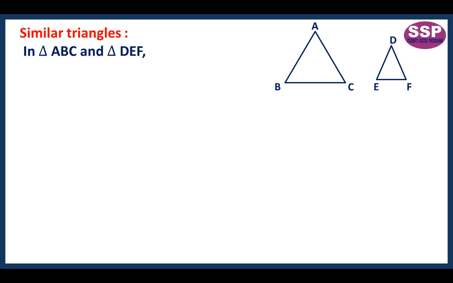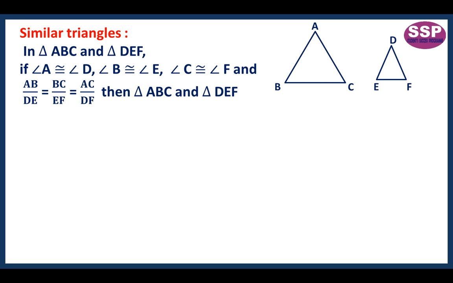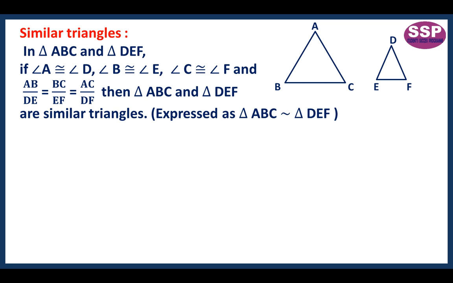If corresponding angles of two triangles are congruent, meaning angle A is congruent to angle D, angle B is congruent to angle E, and angle C is congruent to angle F, and the ratios of their corresponding sides are in proportion, meaning AB upon DE is equal to BC upon EF is equal to AC upon DF, then we can say that triangle ABC and triangle DEF are similar triangles, and it is expressed as triangle ABC similar to triangle DEF.